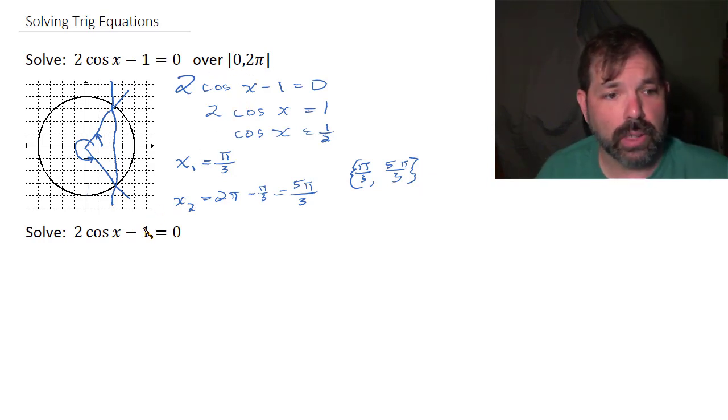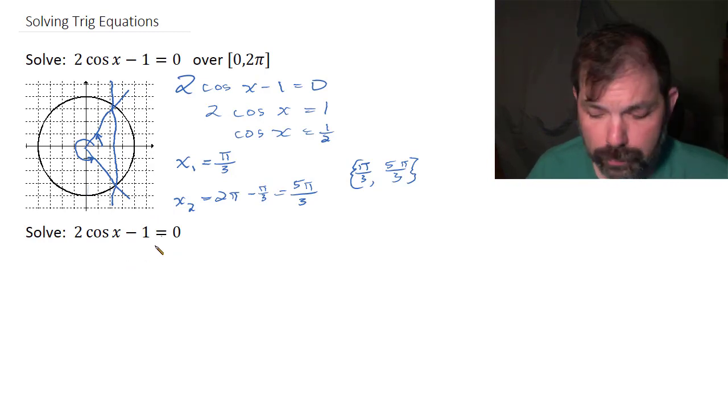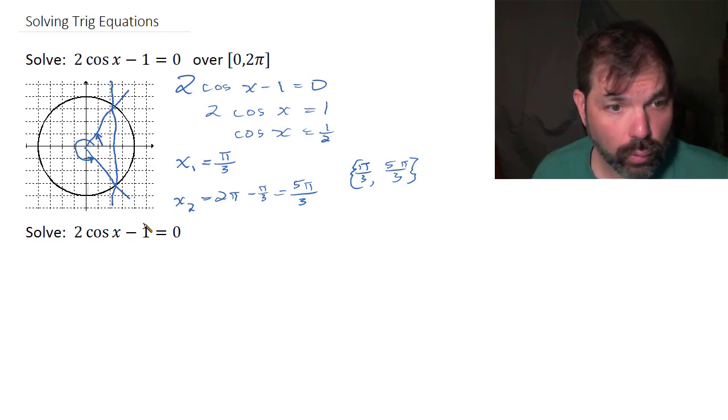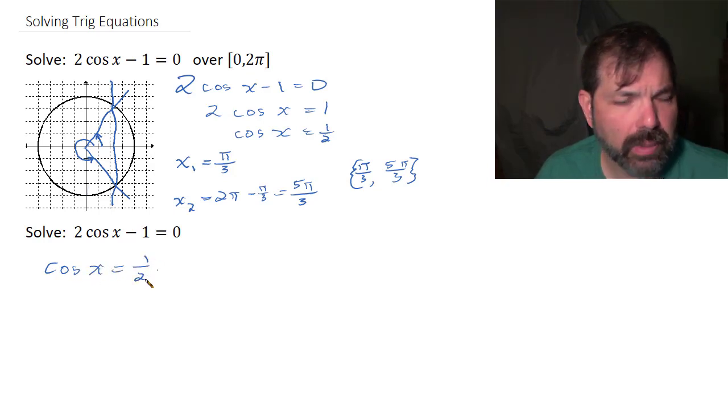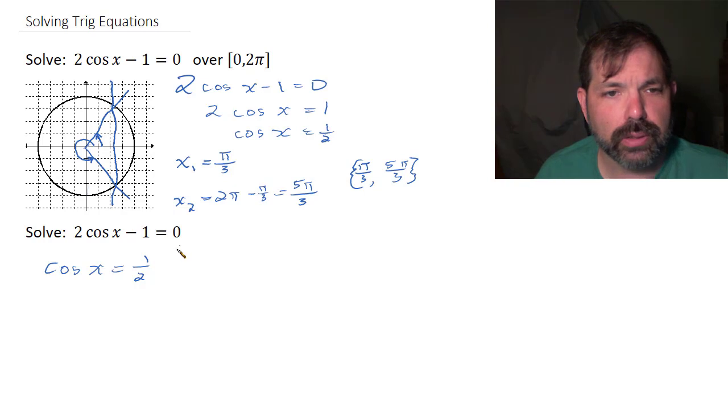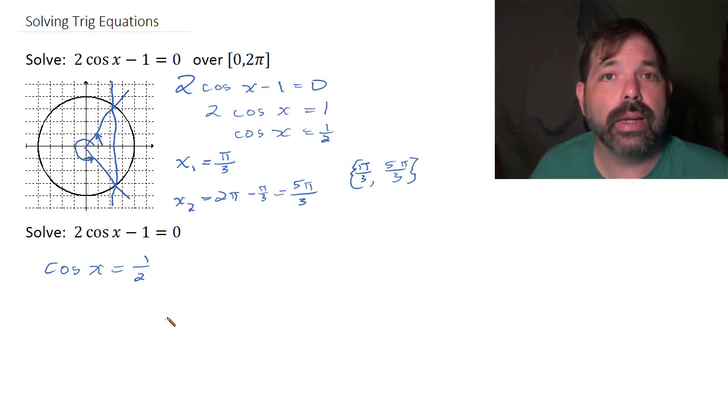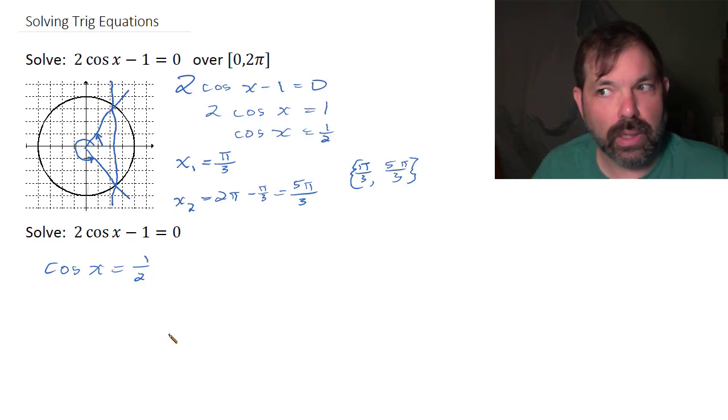Now in the second part of this exercise, it just says solve 2 cosine x minus 1 equals 0. Well, again, I can rewrite this algebraically as cosine x is 1/2. And I say, how is that different from the previous exercise? On the previous exercise, we were only looking over the interval 0 to 2 pi. Here, we aren't given an interval. Well, it's the same basic equation. It's still saying cosine x equals 1/2. The only difference is now we don't have any specific interval.